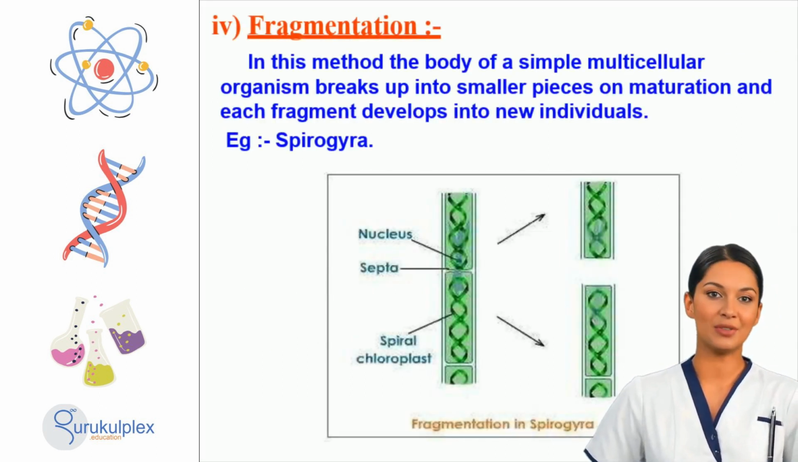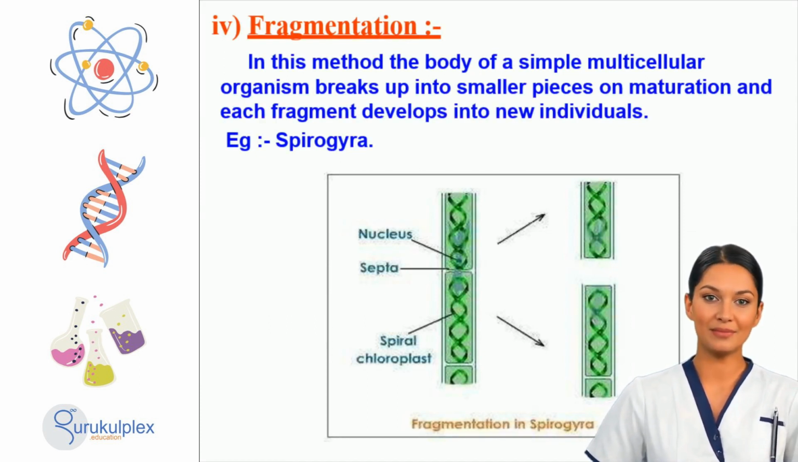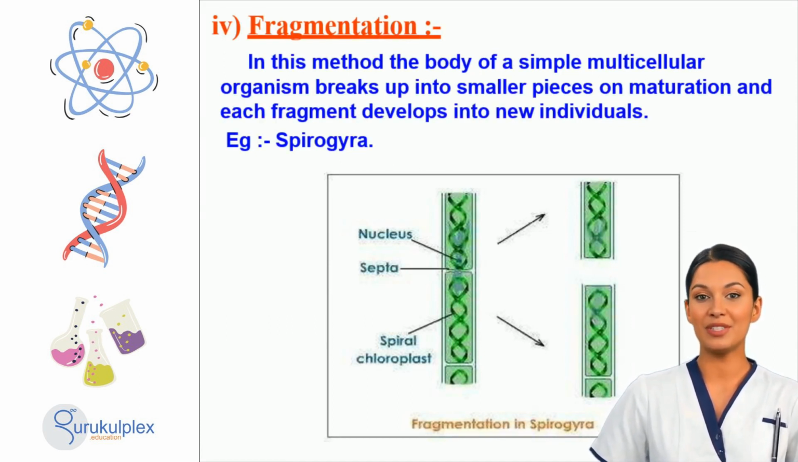Fragmentation is an asexual reproduction method employed by multicellular organisms, where the body of the organism splits into smaller pieces upon maturation, with each individual fragment growing into a separate individual. An example species capable of fragmenting is Spirogyra. Compared to other forms of asexual reproduction, fragmentation is simpler and faster, thereby better equipping the species for survival.